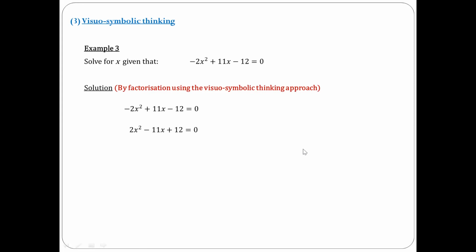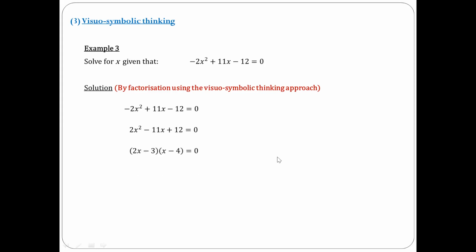What happens here is that we look at the first term, 2x squared, and split it into 2 brackets to have 2x and x in the other bracket. And using this symbolic visualization in our mind, we look at the last term, plus 12, and look for its 2 factors, which we are going to put in the 2 brackets in such a manner that the resulting product will give us the middle term.